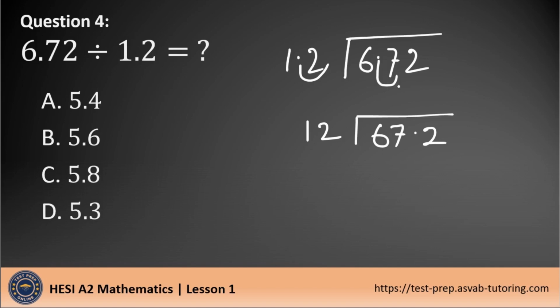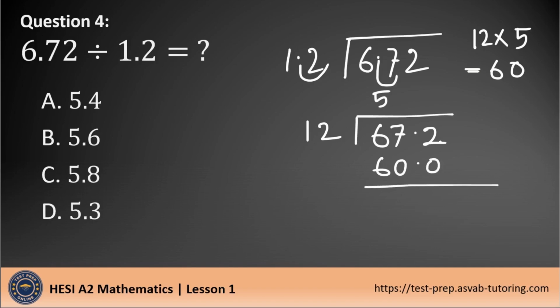67.2. So here first we will multiply 12 with 5. So 5 times 12 equals 60. So here 5 comes here and 5 times 12 equals 60. And we need to match the upper digit, so we will put a 0 here. Now we need to subtract. Here 2 minus 0 equals 2. And the point comes and 7 minus 0 equals 7.